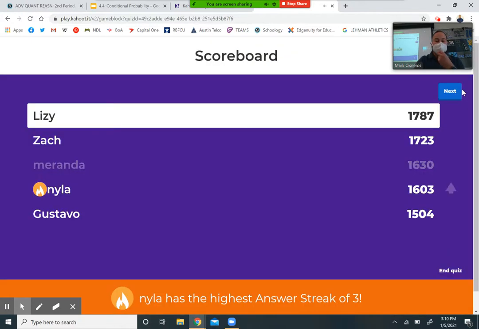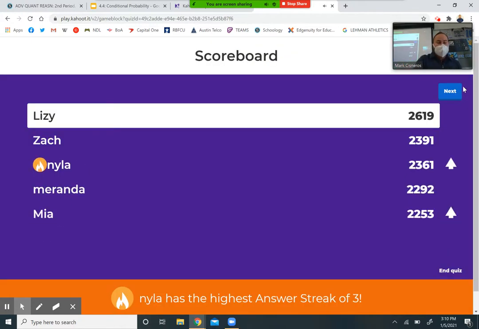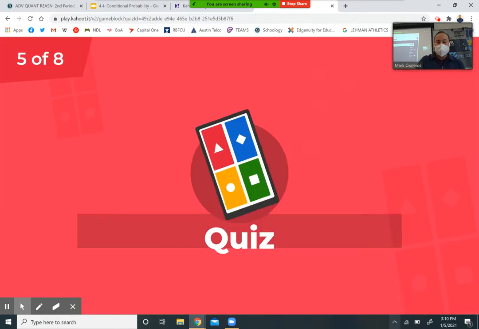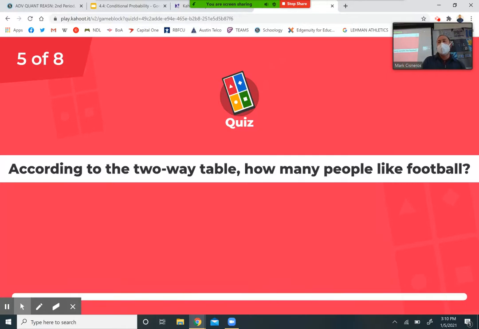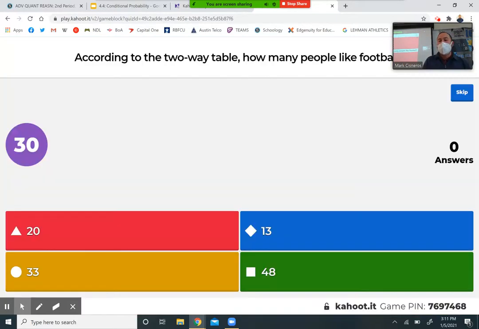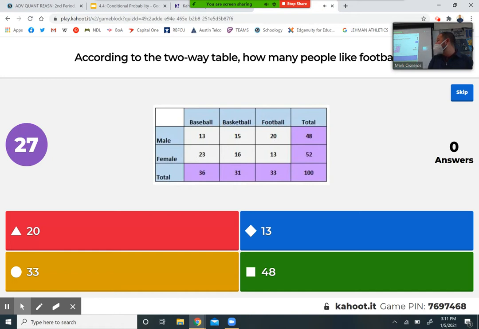Okay. Nyla's on the streak, but Lizzie's still in first. Zach's second. All right, number 5. According to this two-way table, how many people like football? Look at the table. See if you can. How many people like football? Can you see it? How many people like football?